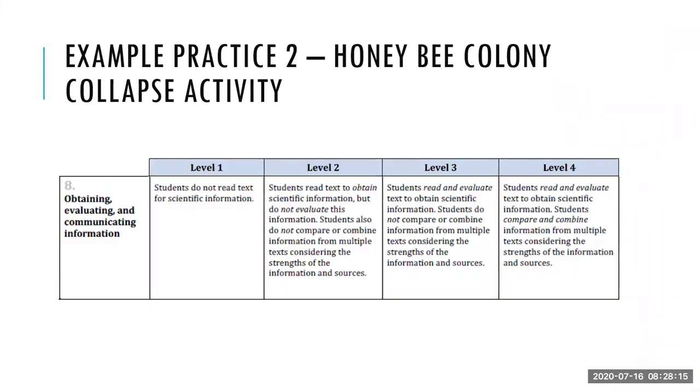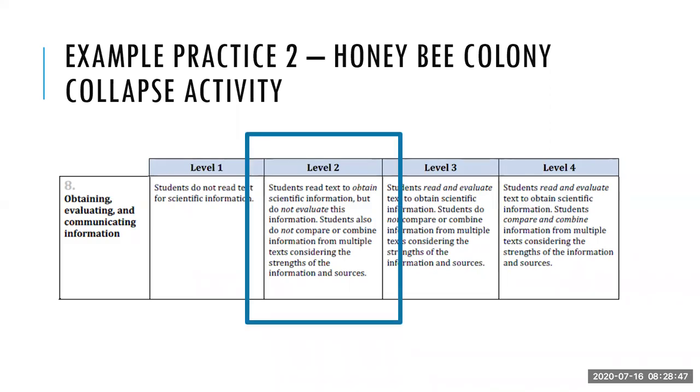Let's look at another practice, obtaining, evaluating, and communicating information. Prior to the honeybee activity, you were asked to read some articles related to honeybee colony collapse disorder. This information was intended to help you gain context of how the activity was related to a phenomenon in the real world. We weren't focusing on the practice of obtaining, evaluating, and communicating information in this activity. So beyond reading the articles, we didn't ask you to do any further evaluation. For that reason, that would place the honeybee activity at a level 2 on the science practices continuum.